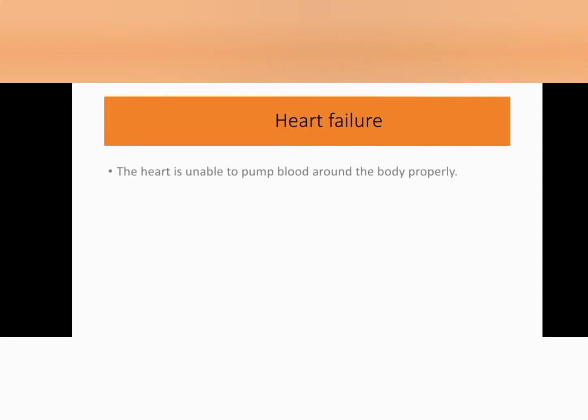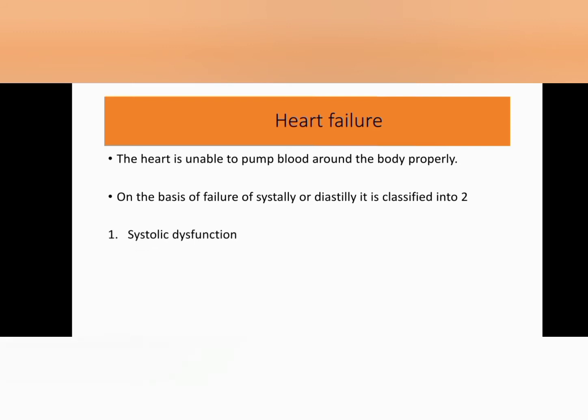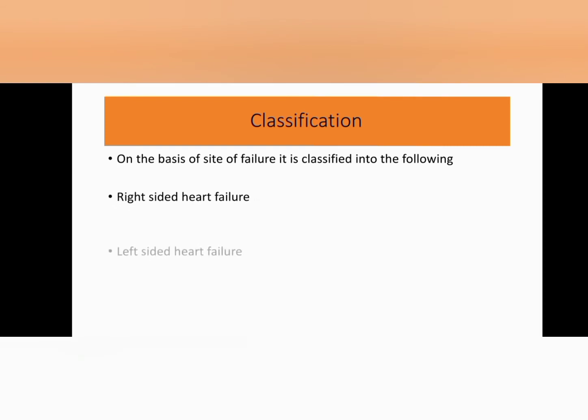The definition of heart failure is when the heart is unable to pump blood around the body properly. Whether the failure is in systole or diastole, it is classified into two: systolic dysfunction and diastolic dysfunction. Classification on the basis of site of failure is right-sided heart failure and left-sided heart failure.